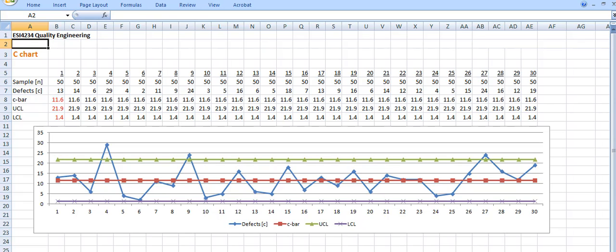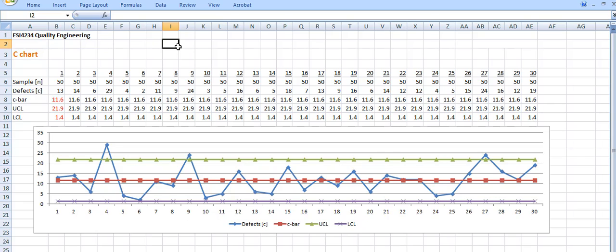Here's my C chart of my data. I can see that the process's production of defects, the defect density of my defectives, is not in control. I can see outliers in this process as I go through. Now I created a C chart because my sample size was a constant. I had 50 samples in each observation that I took. What if it had been different? What if my numbers had been different?